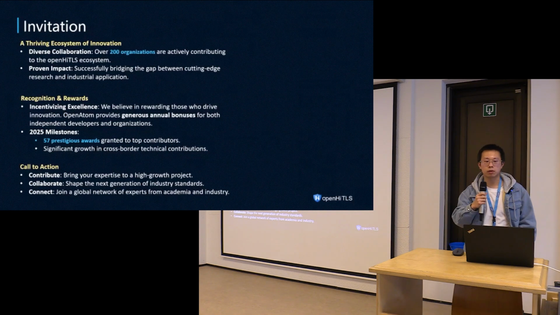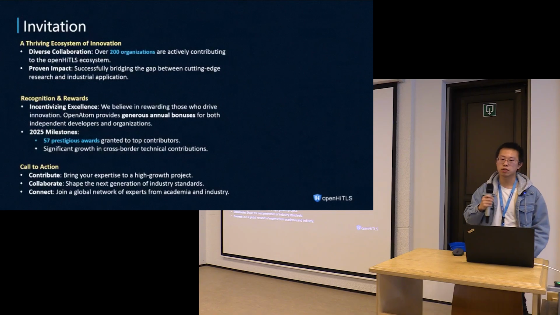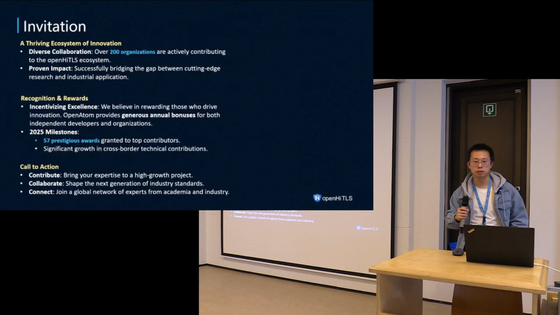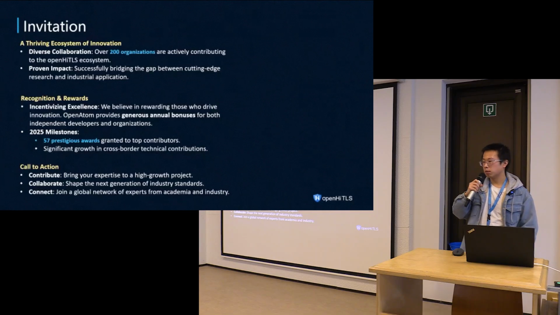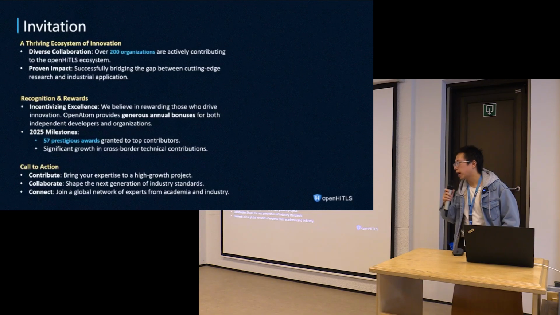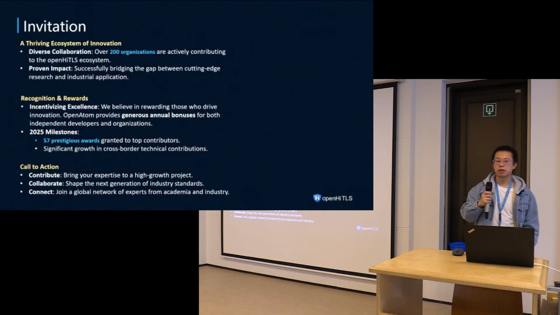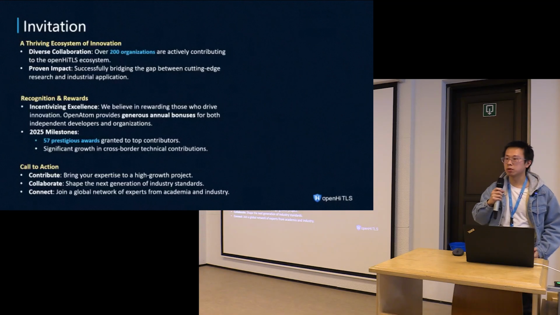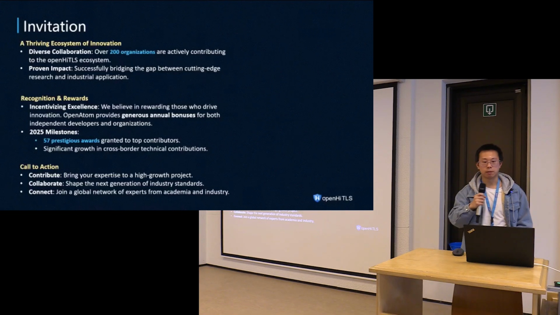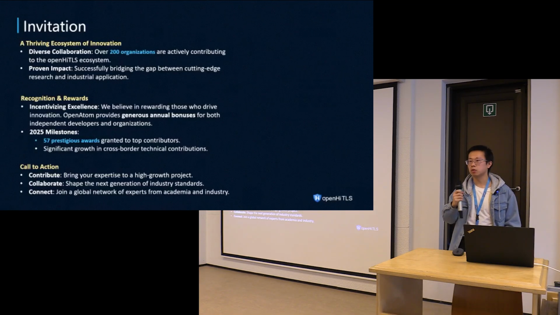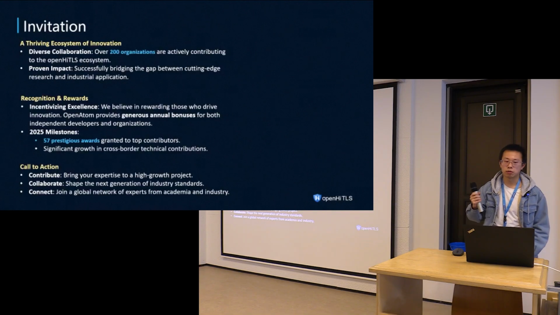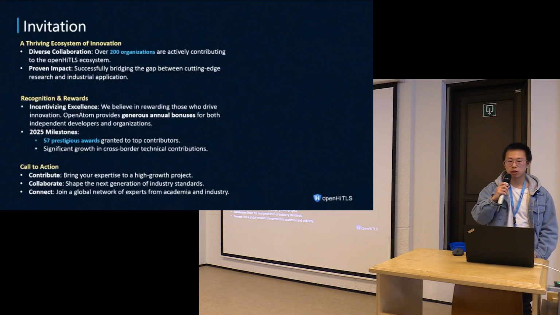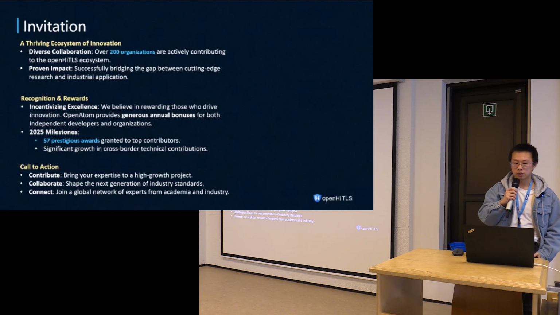OpenHiTLS is a thriving ecosystem of innovation. By now, over 200 organizations are actively contributing to the OpenHiTLS ecosystem. Every year, OpenHiTLS provides a very generous annual bonus for independent contributors. In 2025, 57 awards were granted.